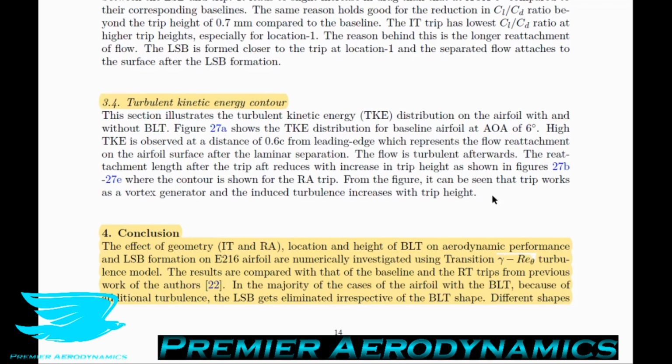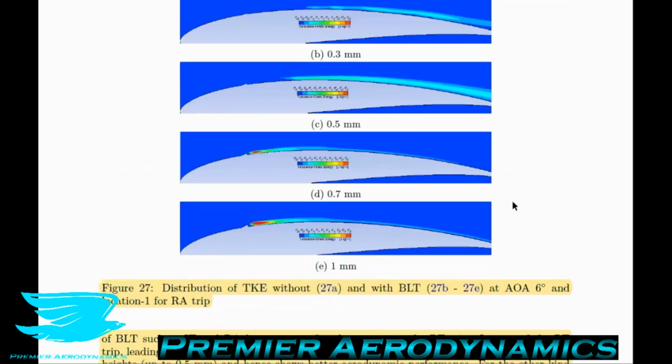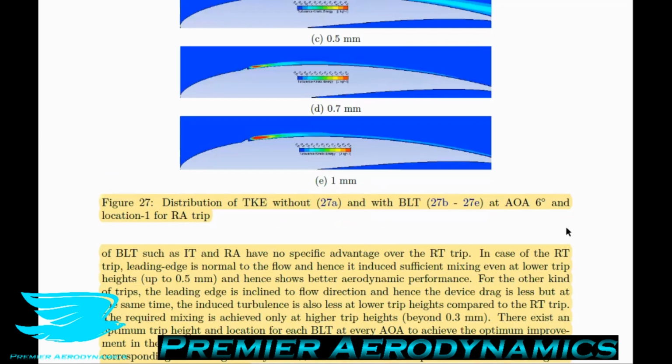The results are compared with that of the baseline and the rectangular trips from previous works of the authors. In the majority of the cases of the airfoils with the boundary layer trips, because of the additional turbulence, the LSBs get eliminated irrespective of the boundary layer trip shape. So the shape makes no difference to actually eliminating the LSB, but different shapes of the boundary layer trip, such as the isosceles triangle and the right angle triangle, have no specific advantage over the rectangular trip.